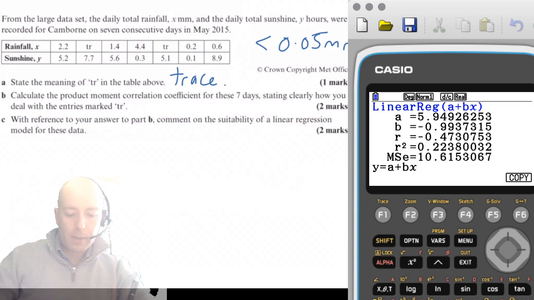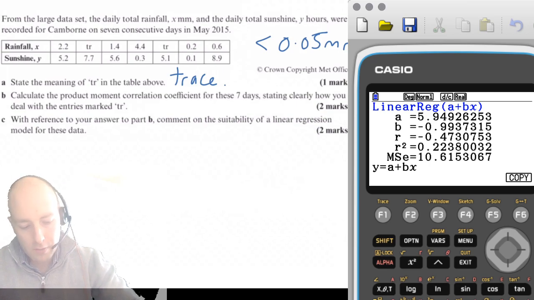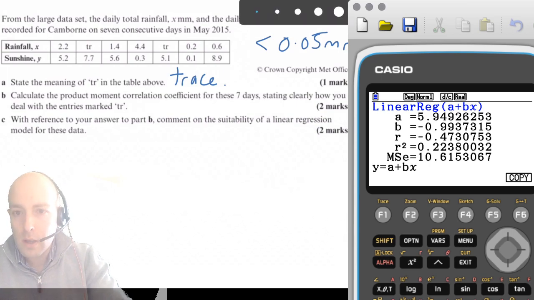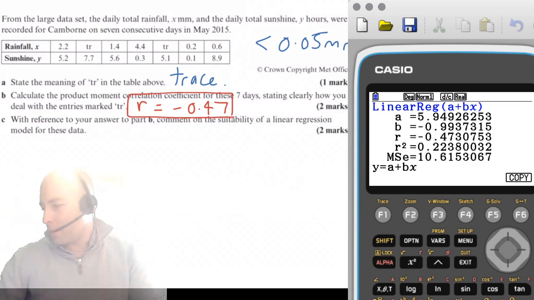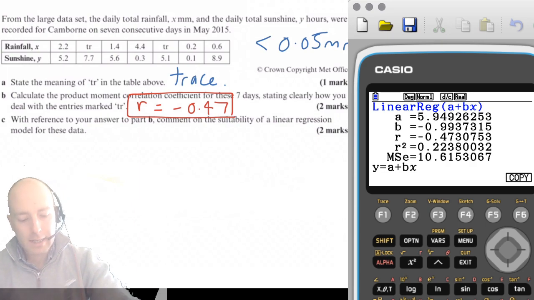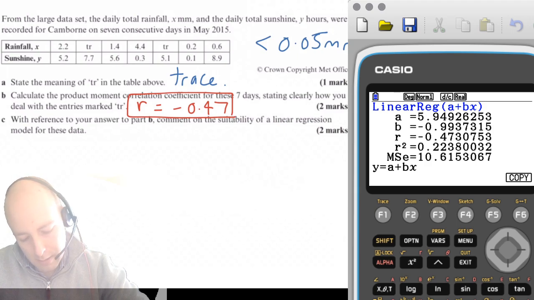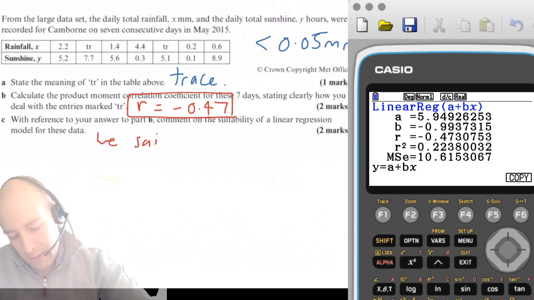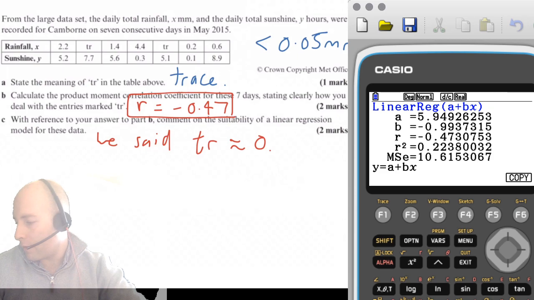So all we really care about, because it's asking us to find the product moment correlation coefficient, is the r value. So if we just copy that off the calculator, r equals minus 0.47, which is like weak correlation, so it's probably not the best data for a line. It does say as well here, state clearly how you dealt with entries marked TR. So we said TR is about equal to 0. So we used it as a 0 in our table because it was roughly approximate to 0 anyway.